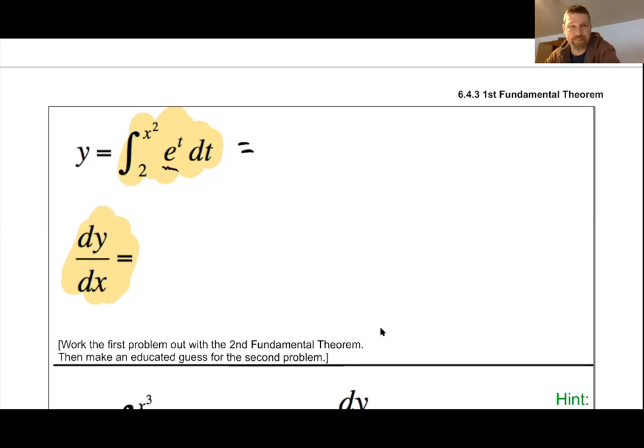Come on, you know this one. It's your special one.